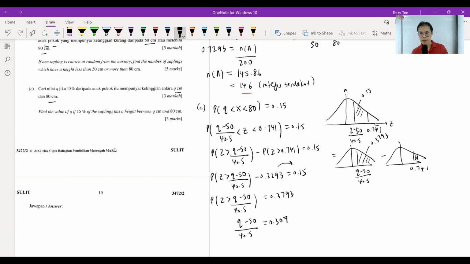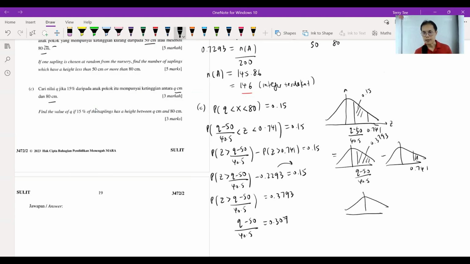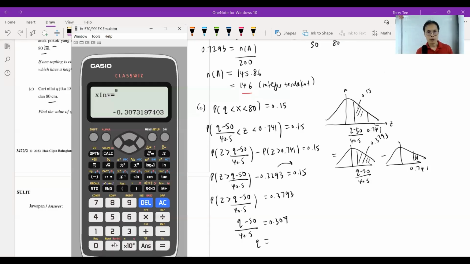We'll have to write 0.307 here. Okay, by the way, this calculator will put a negative because the calculator reads from the lower tail. The calculator actually reads like this. If this is 0.3793, this is negative 0.307. But this is on the left-hand side. Ours is on the right-hand side. So we have to take the positive value. Now use your calculator. Take 0.307. You multiply 40.5. Then you add 50. Your answer is 62.43.